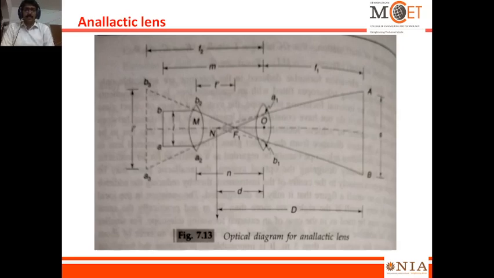Hello friends, the next topic is going to be applicable for the stadia normal or stadia vertical staff. When a tacheometer is fitted with an extra lens, that setup is called the anallactic lens. See the optical diagram of the anallactic lens.